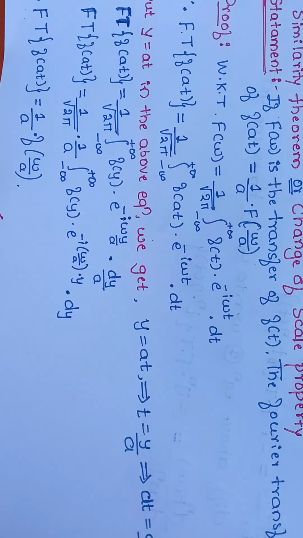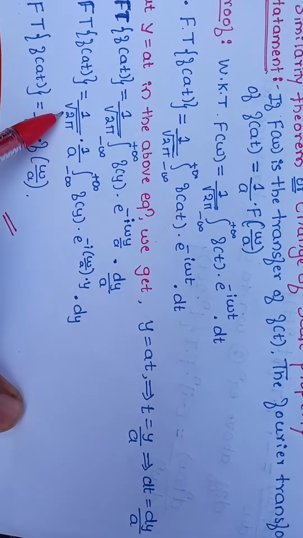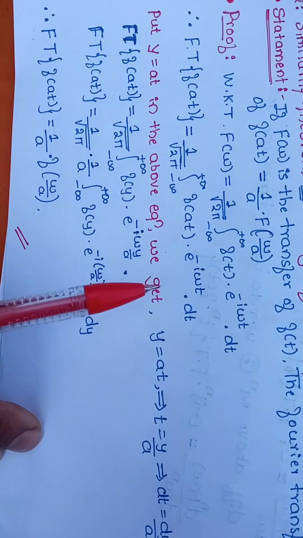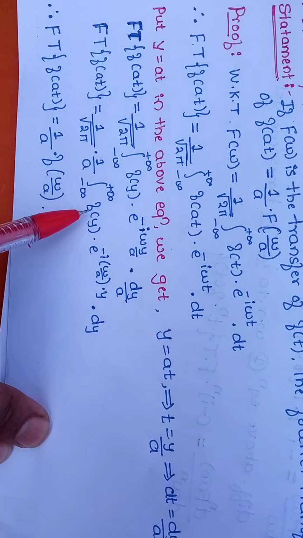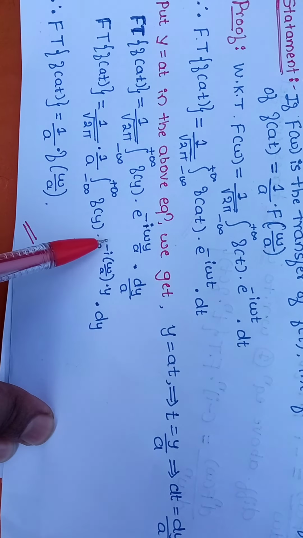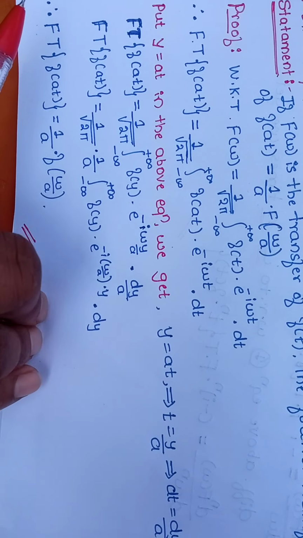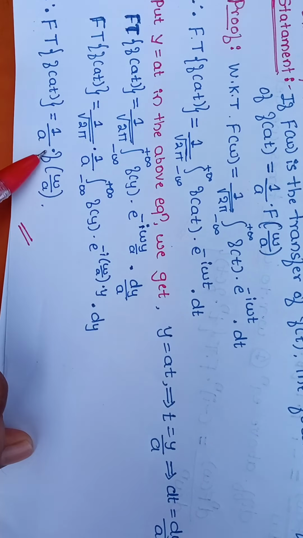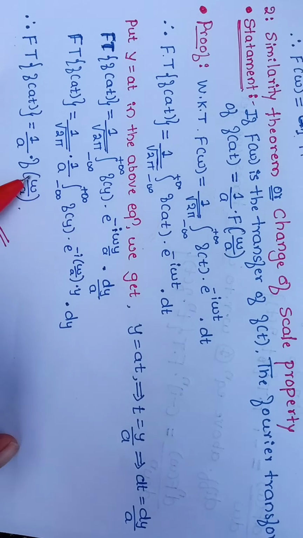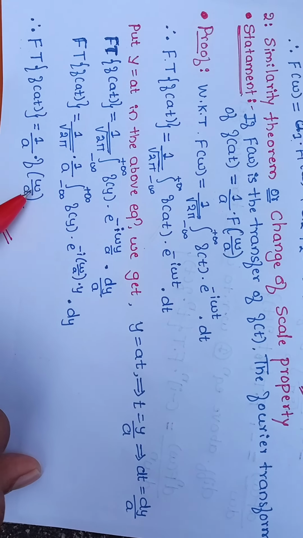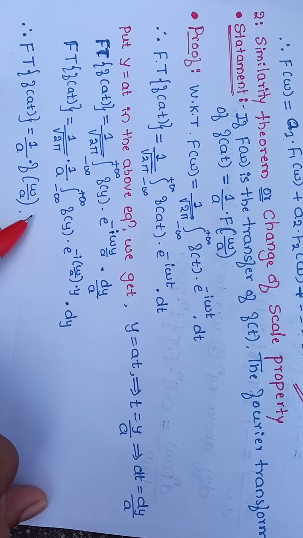What is the value of dt here? dy by a. Therefore this is equal to 1 divided by square root of 2 pi into, here 1 by a is a constant you have to take outside, remaining term integration of minus infinity to plus infinity f of y into e raised to minus i omega by a into y into dy. Therefore the Fourier transformation of f of at is equal to 1 by a into F of omega by a. By the definition you have to write F of omega by a. This is the similarity theorem of the Fourier transformation.